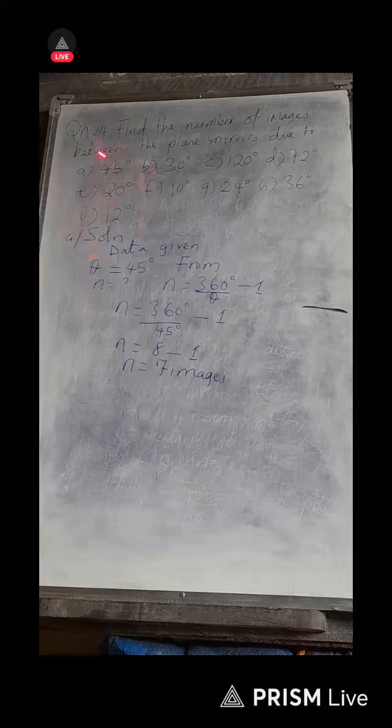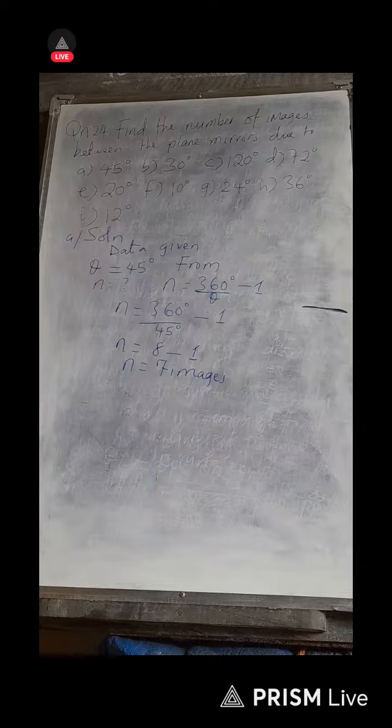Remember, it is question number 24. Find the number of images between the plane mirrors. For A, we have 45 degrees. B, 30 degrees. C, 120 degrees. D, 72 degrees. E, 20 degrees. F, 10 degrees. G, 24 degrees. H, 36 degrees. And finally, I, 12 degrees.